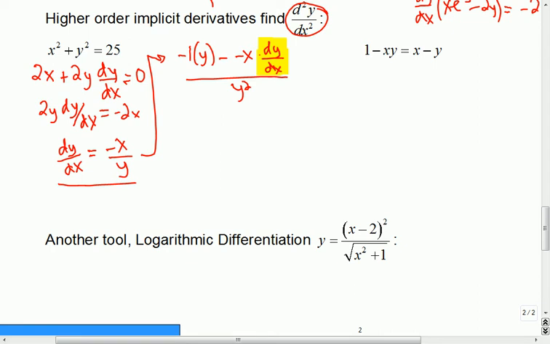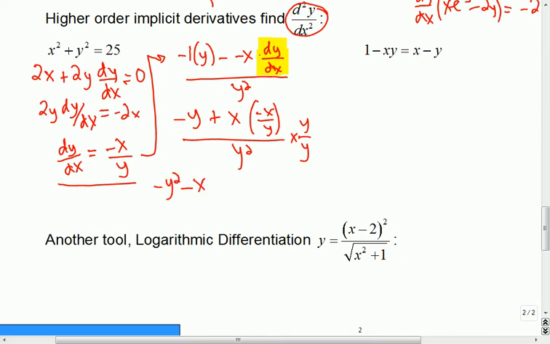We'll put it in. It'll be negative y plus x times negative x over y. And I've got an improper fraction there, so I'm going to multiply to get rid of that fraction. So if I do that, I'll have negative y squared minus x squared over y cubed. Now, that is a perfect answer as far as I'm concerned. Your textbook, however, would do one more step.